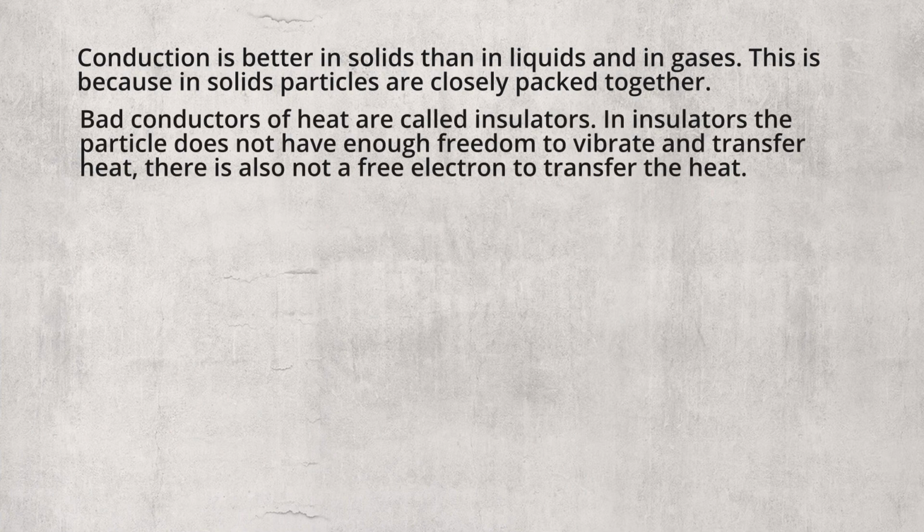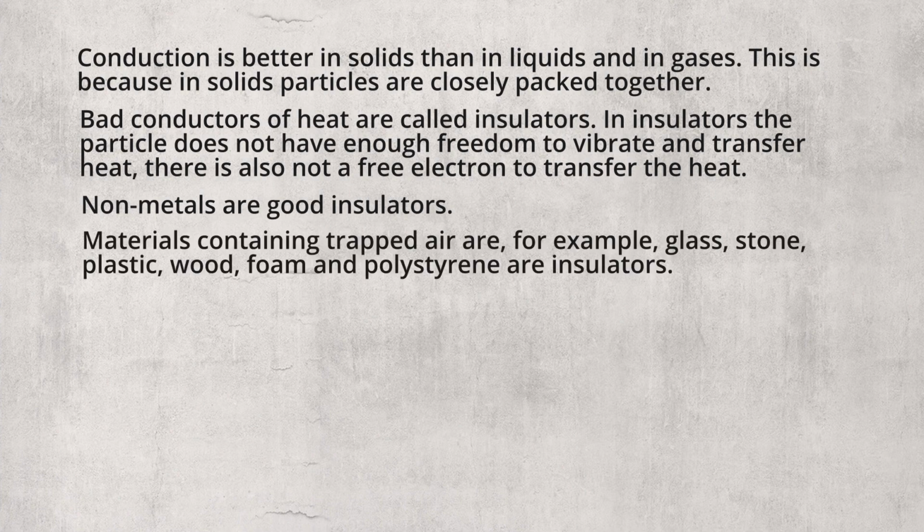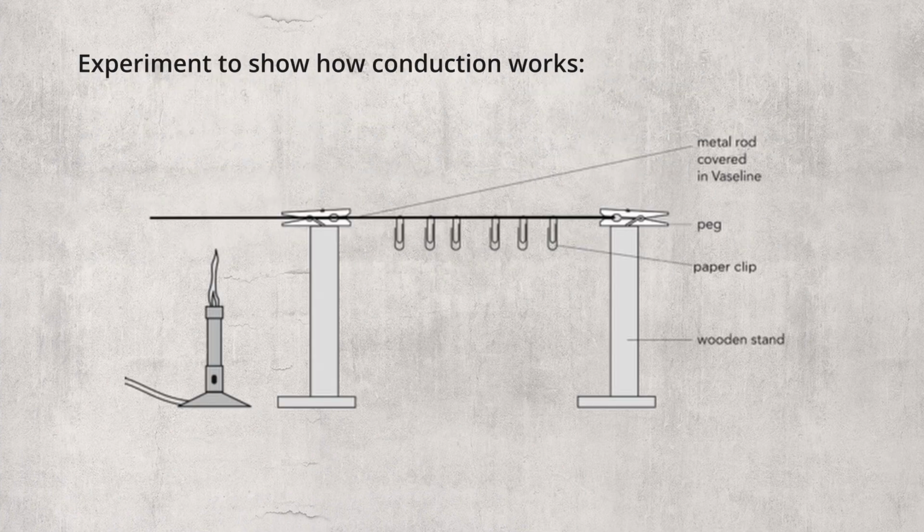Bad conductors of heat are called insulators. In insulators, the particle does not have enough freedom to vibrate and transfer heat. There is also not a free electron to transfer the heat. Non-metals are good insulators. Materials containing trapped air are, for example, glass, stone, plastic, wood, foam, and polystyrene, and they are called insulators. As described before, conduction is the transfer of heat without particles moving.